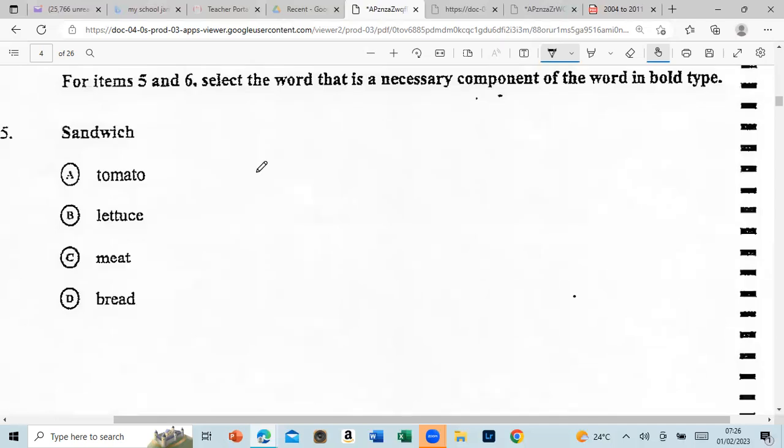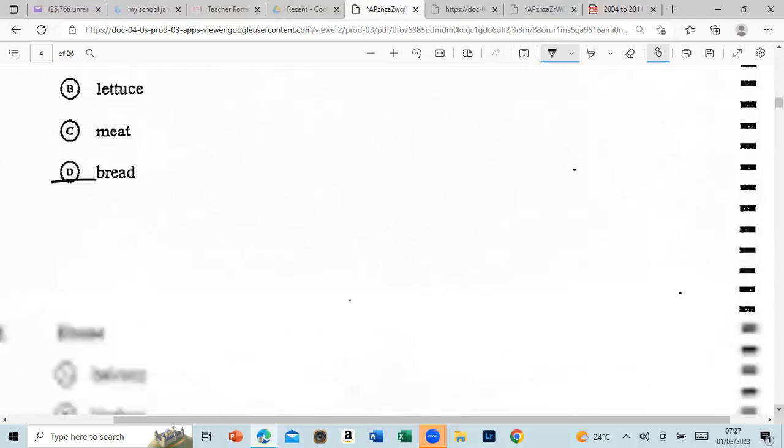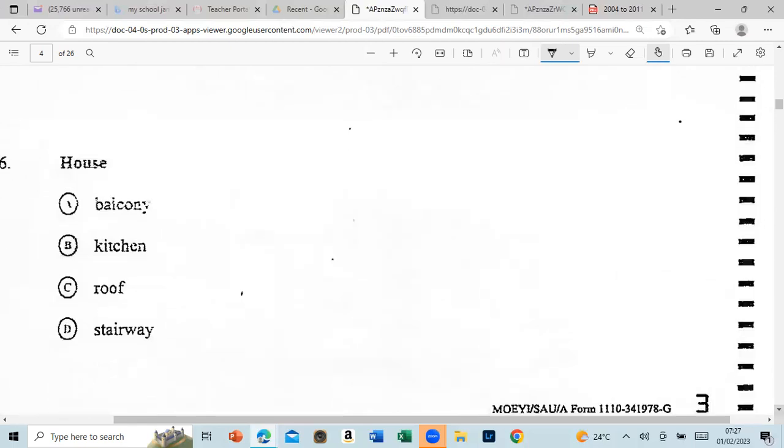It says for items 5 and 6, select the word that is a necessary component of the word in bold. The word is sandwich. So what do you need to make a sandwich? You need tomato, lettuce, meat. I'm going to go with bread. Cheese sandwich.